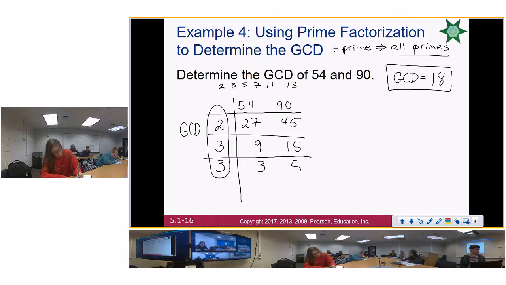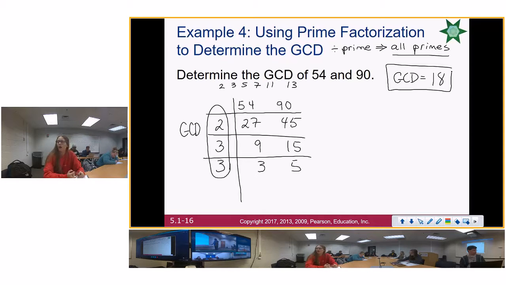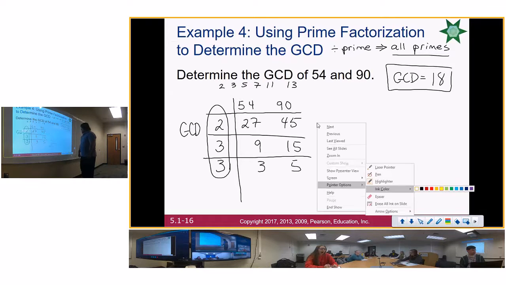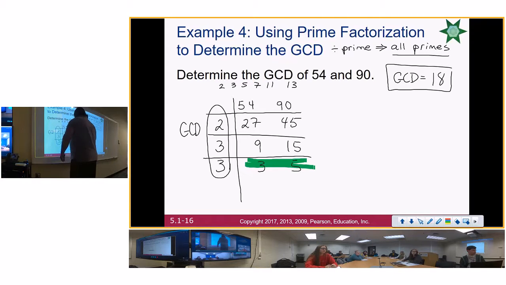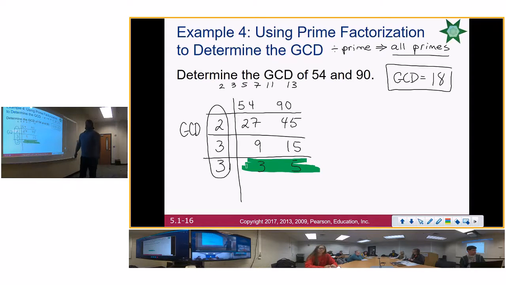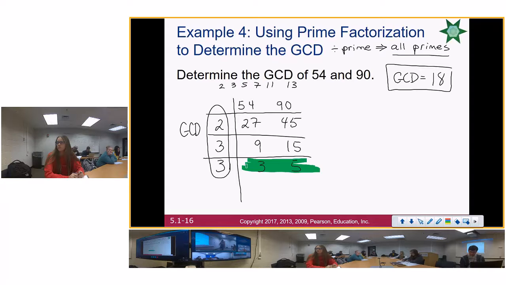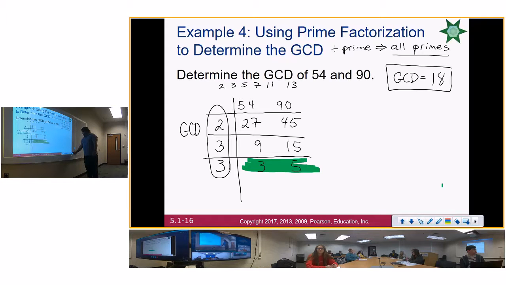I'm going to take my handy dandy highlighter and highlight this right here, because when I get all prime numbers on the bottom, that means I have my greatest common divisor. Anybody got a question on that one? Okay. Let's move on. I'm just going to erase this.